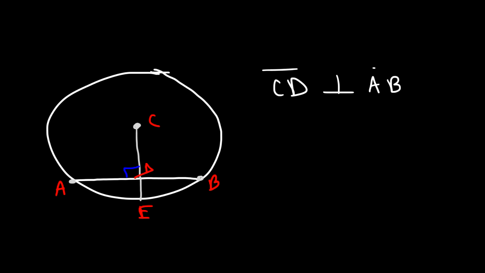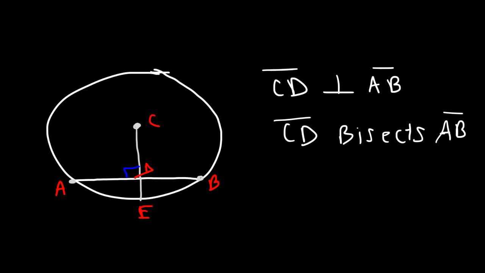Now let's draw the radius in such a way that it's perpendicular to this chord. So let's say this is the center of the circle, point C, and then this is point D and E. So you need to know that if CD is perpendicular to AB, then CD bisects AB. So if CD is a perpendicular bisector of AB, that means that AD and DB are congruent. And if that's the case, that means that D is the midpoint of AB. So that's one theorem you need to know.